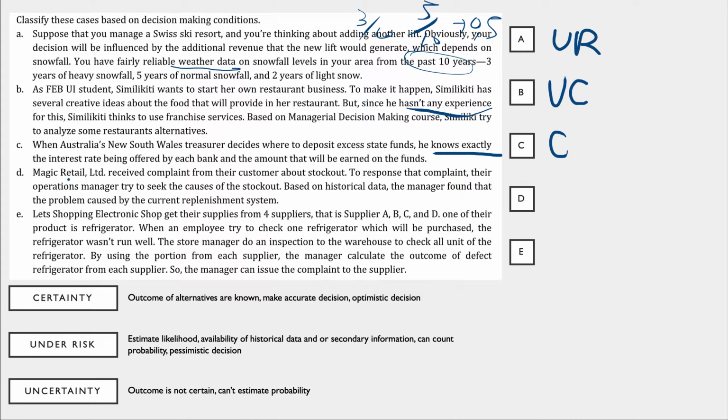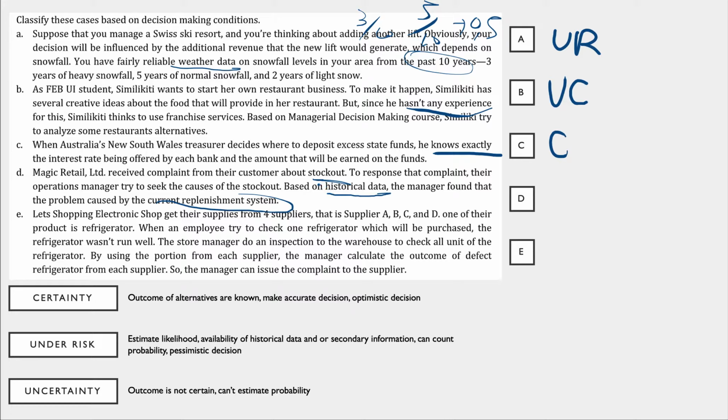Question D. Magic Retail Limited received a complaint from a customer about stock out. To respond, their operation manager tried to seek the cause of the stock out based on his, so we underline first, historical data here. The manager found that the problem was caused by the current replenishment system. So you might be thinking that because we have historical data, it must be under risk. But in this case, the manager found that the problem is caused by the current replenishment system, so he already knows the cause of the stock out problem.